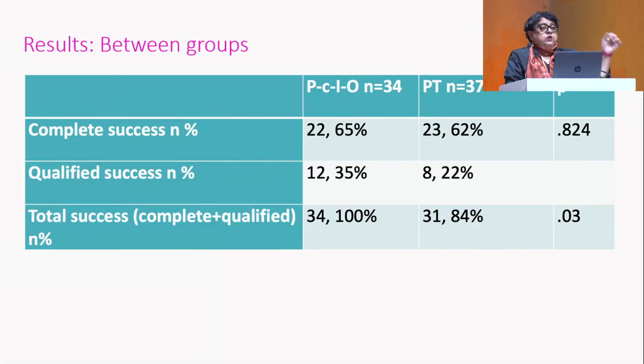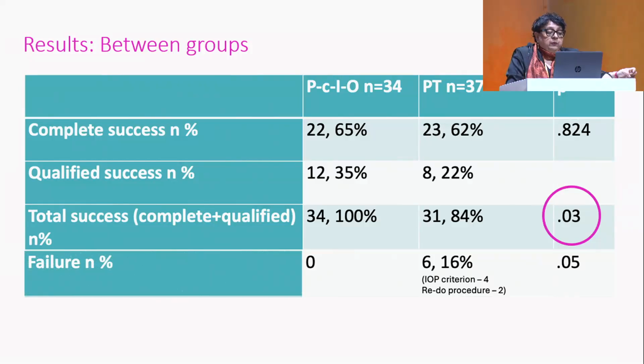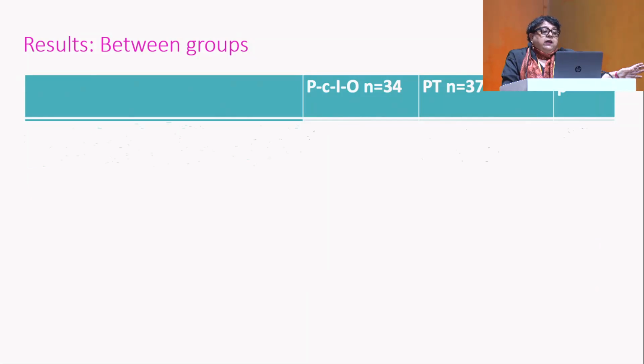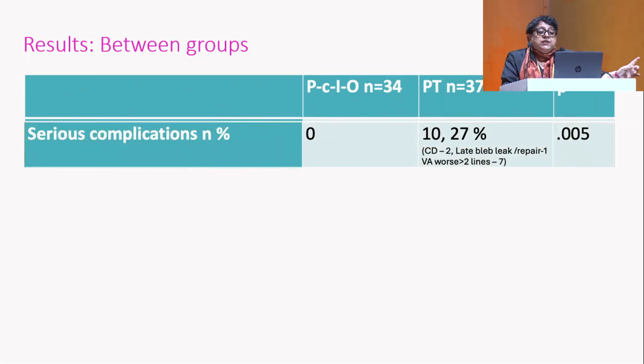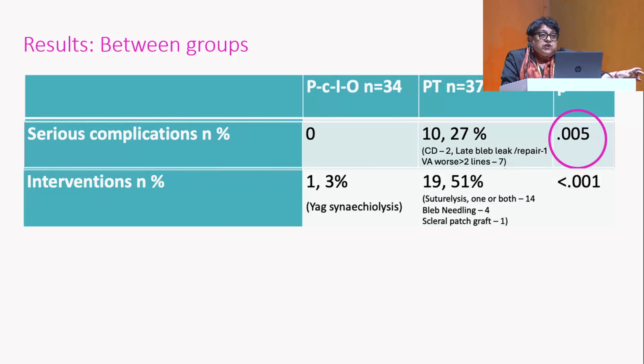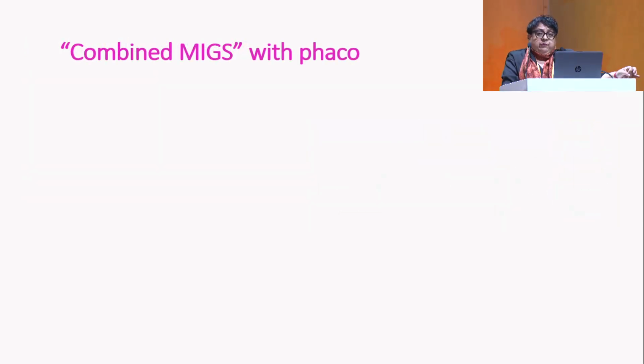Complete success was no different between the groups. However, total success was better in the combined MIGS group. Failure rate was much higher in the phaco-trab group. So were the serious complications, defined as sight-threatening complications as well as visual acuity worse by more than 2 lines. Interventions were also much higher in the phaco-trab group.